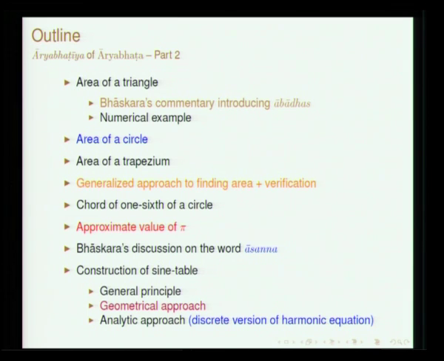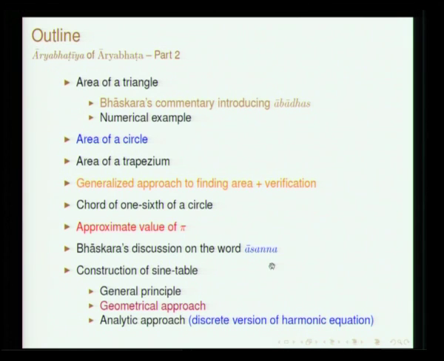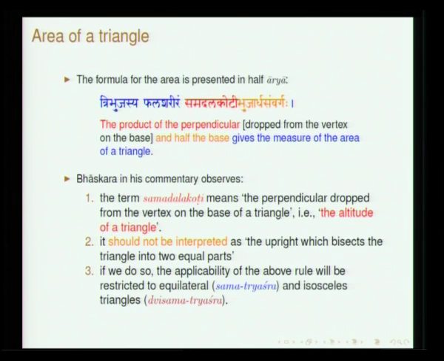pi, we will also see an interesting note which has been given by the commentator Bhaskara on the use of the word asanna. This has been discussed at great length even by Neelakantha Somyaji, which will be covered later, but here we will see the note which has been given by Bhaskara on the use of the word asanna. So, let us start with the verse which presents the formula for the area of a triangle.